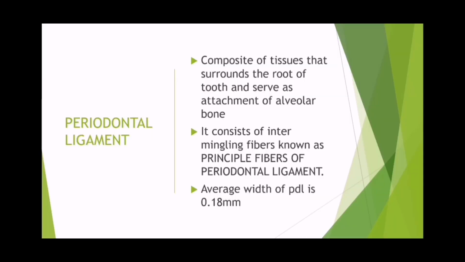Periodontal ligament: composed of the tissue that surrounds the root of the tooth and attaches it to the alveolar bone. The chief function of the periodontal ligament is to connect or attach the tooth to the alveolar bone. It consists of intermingling fibers known as the principal fibers of the periodontal ligament. The average width of the PDL is 0.18 mm.